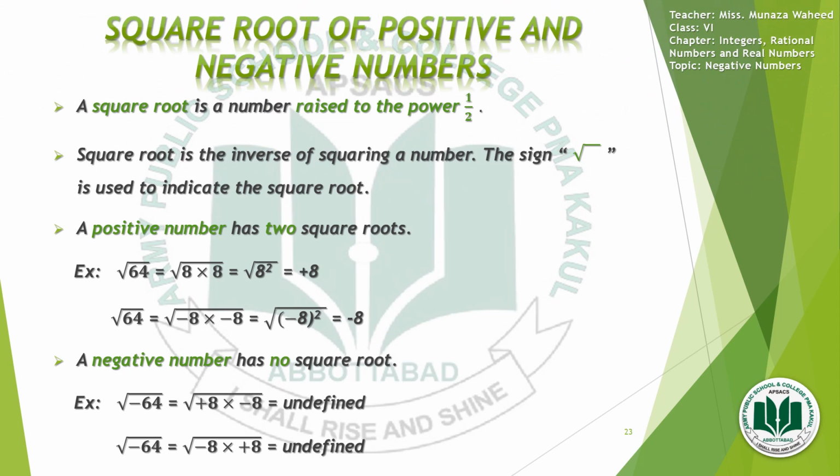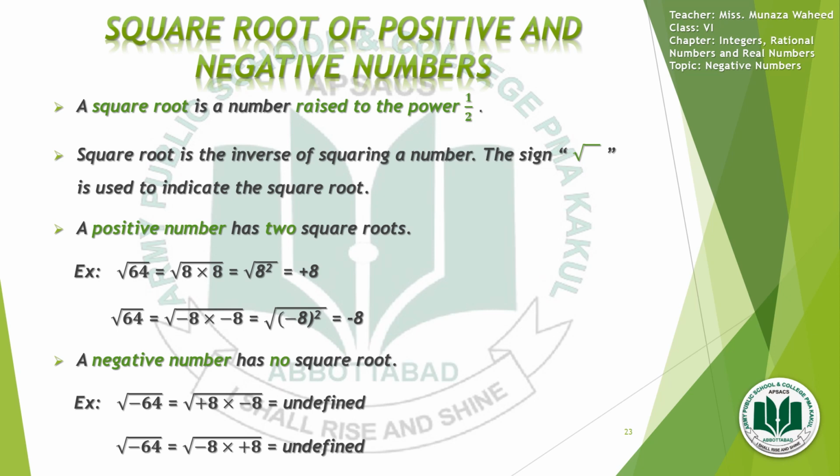Let's talk about the square root of a positive and a negative number. As we have studied previously, a square root is a number raised to the power 1 by 2. Square root is the inverse of squaring a number. The radical sign is used to indicate the square root. And a positive number has two square roots.